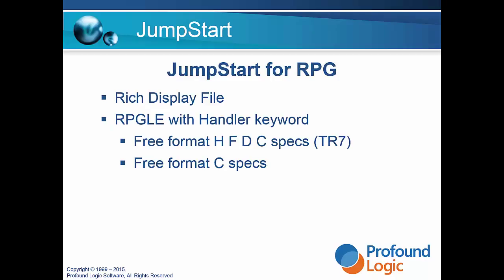So JumpStart will create, of course, a rich display file for the front end, and the back-end code will be RPGLE, of course with the handler keyword for open access use. The format of code can be either the more modern Technology Refresh 7, where the H, F, D and C specs are all in free format, or you can choose the more traditional free format where just the C specs are in free format.